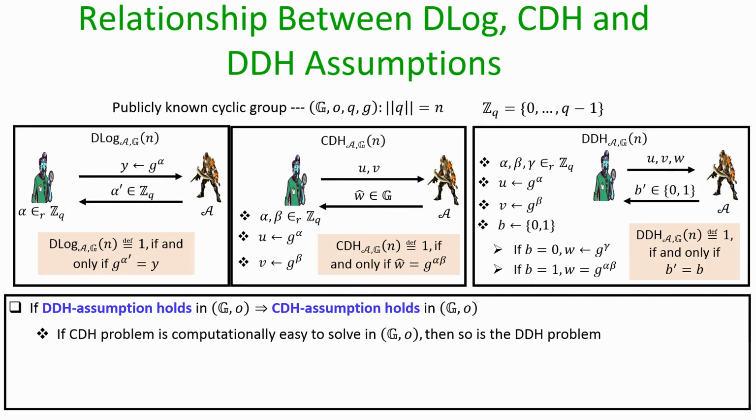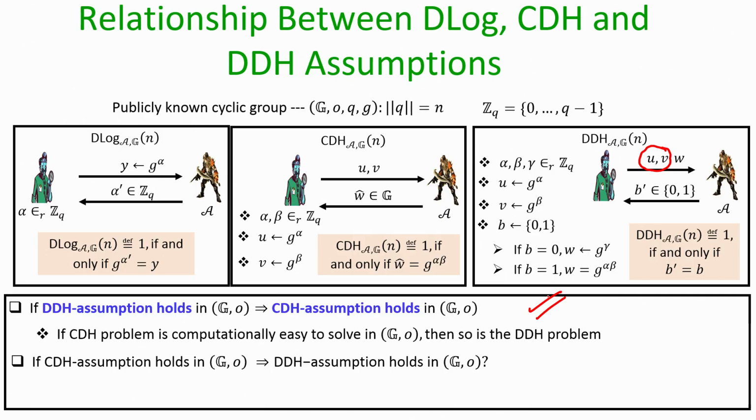Basically, what the DDH solver has to do, given the triplet u, v, w, is invoke the CDH solver on the pair u comma v, get the value of the Diffie-Hellman function on the input pair u, v, and compare that output with w. Accordingly, the DDH solver can decide whether it is seeing a Diffie-Hellman triplet or a randomly chosen triplet over the group. So, that is the implication in one direction.